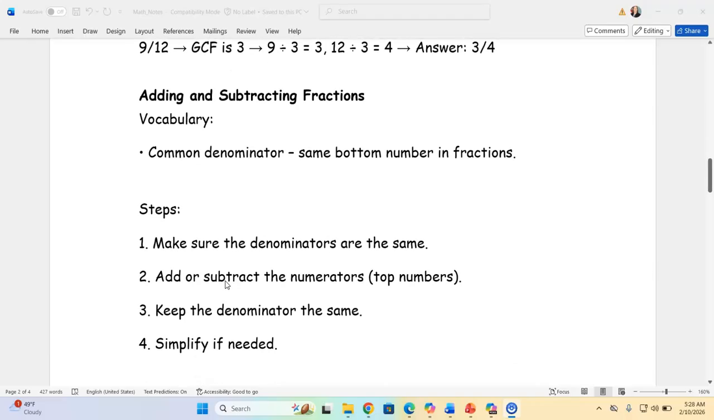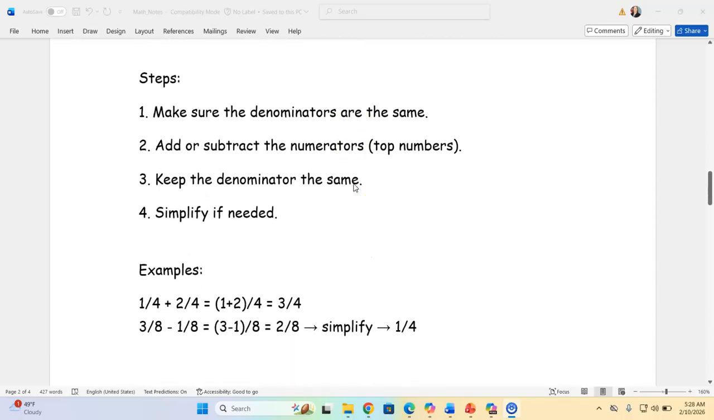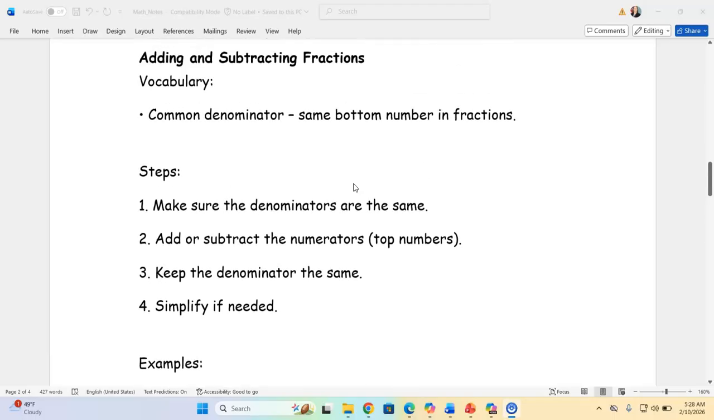math fluency. So what if you were adding and subtracting fractions and you needed a common denominator? Common denominator means it's the same bottom number in both fractions. And here are your steps for that with some examples again. I want to encourage you again, if you need to stop and pause the video or rewind, please feel free to do that. And again, this is your adding and subtracting fractions steps.